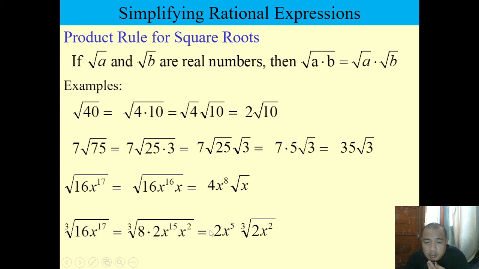So ang natira doon sa radicand, cube root of 2x squared. Wala nang ano yan, cube root kasi. Ang may cube root lang dyan, 8 and x to the 15. So lumabas siya.